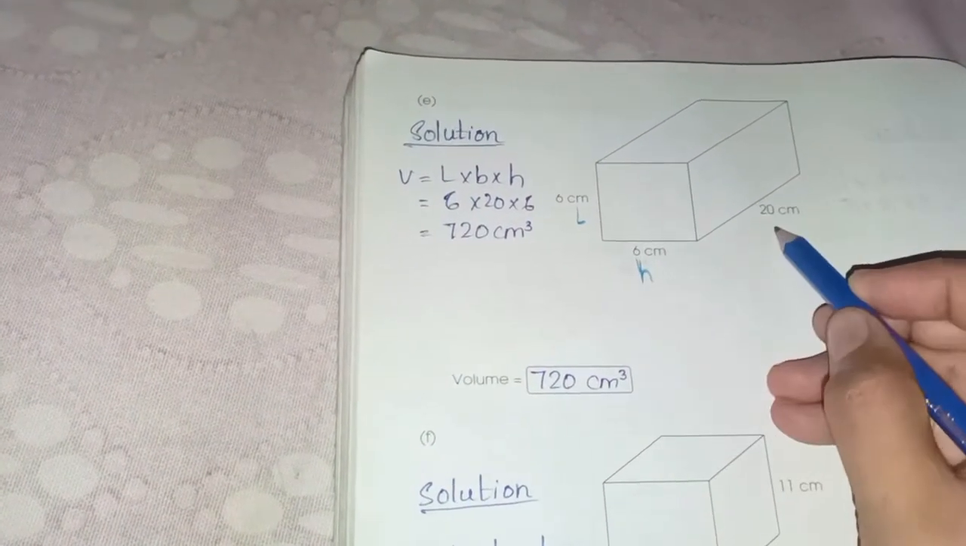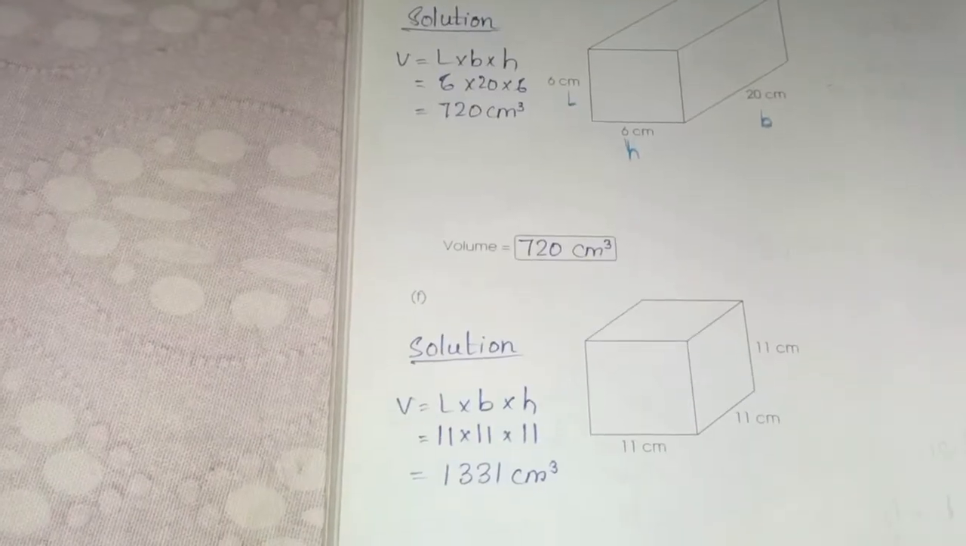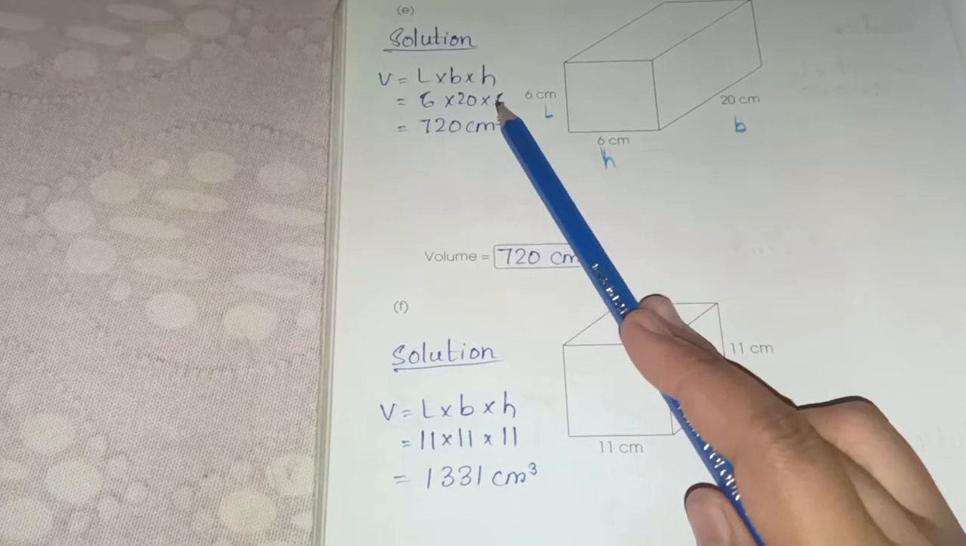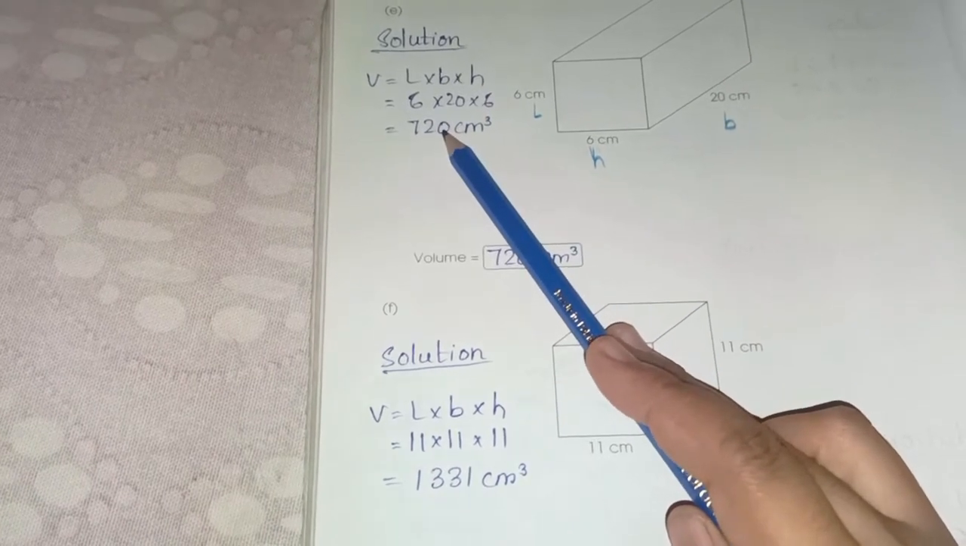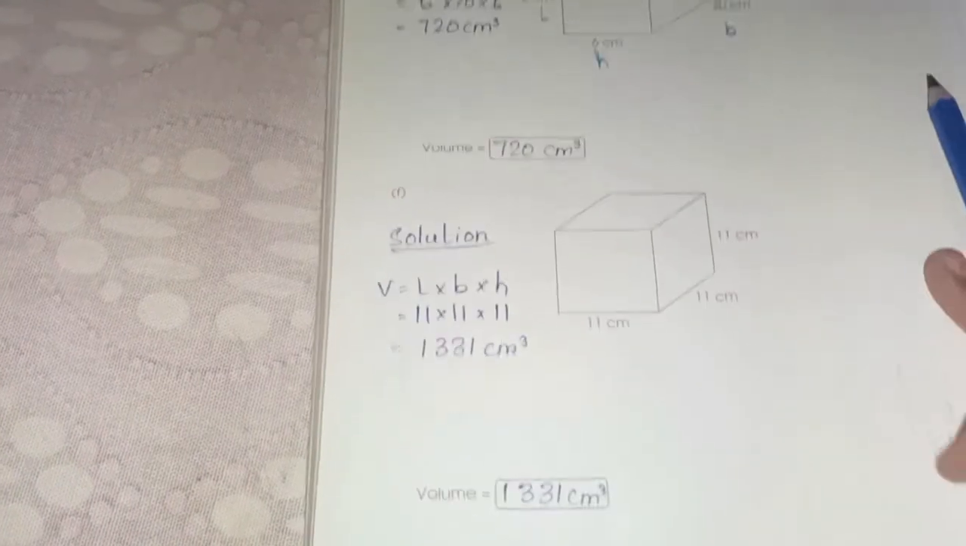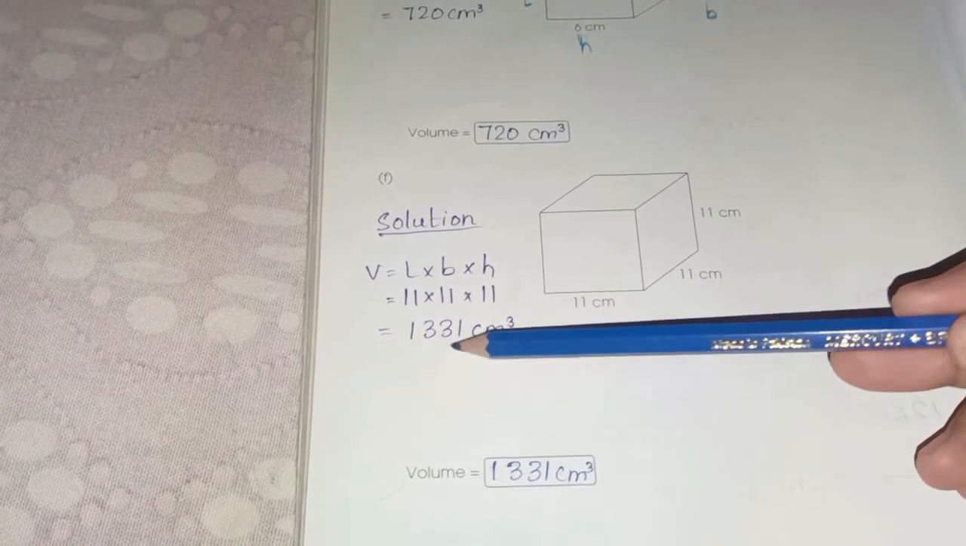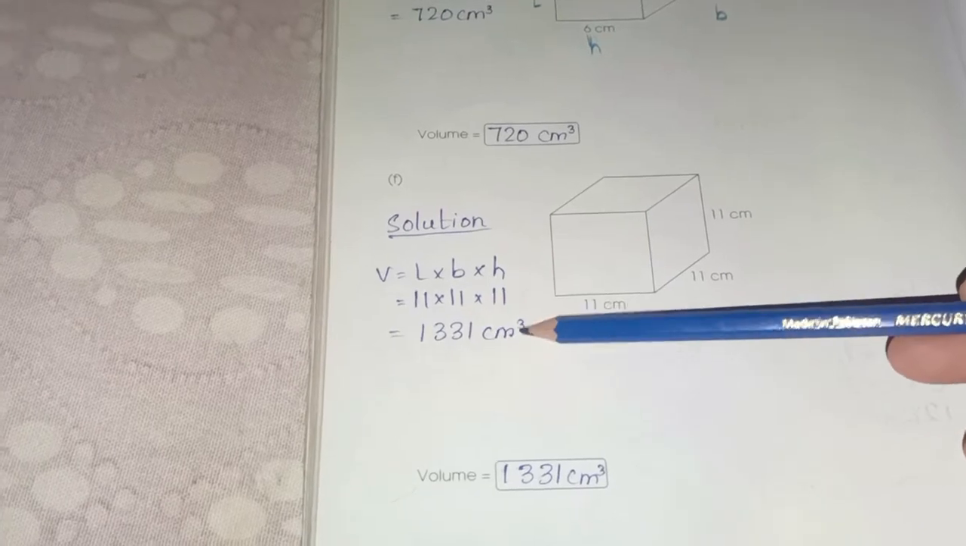Length, height and breadth. Then we write the number 6, 20 and 6, 620, and then multiply with 6 again. Here we have to multiply all the 11s so we can get the answer, 1331 centimeter cube.